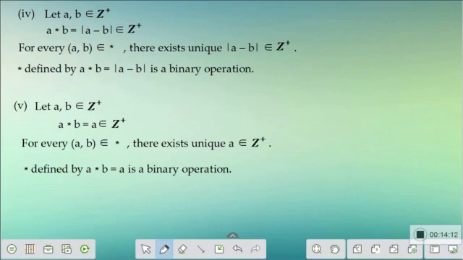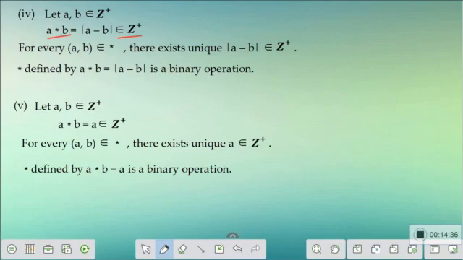It could be positive or negative, whatever it is. Since you have the operand modulus here, the answer will be positive. Since you have modulus of any number, any positive or negative is going to be only positive. Hence, whatever element you take for A and B, it will definitely be an element in Z plus. This is the reason I am not choosing any number for A and B in this case.